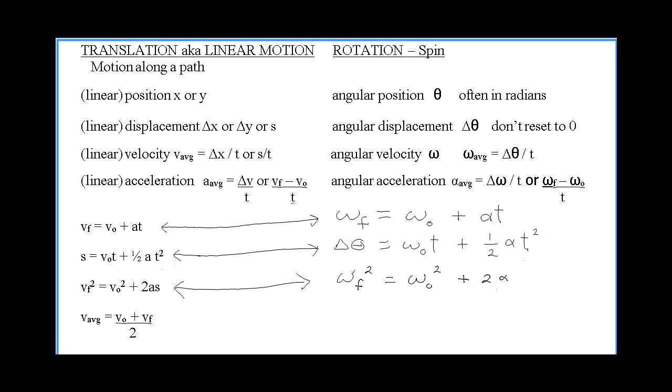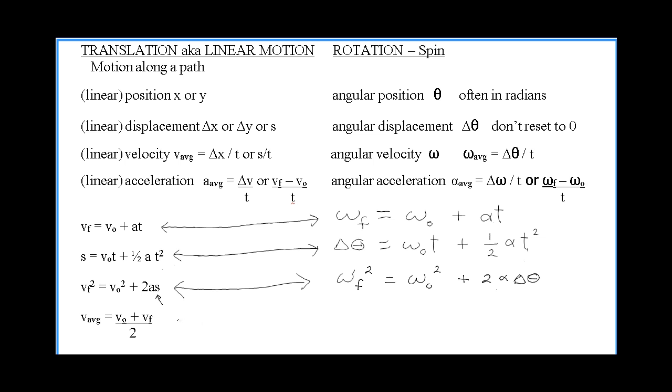So for the third equation, instead of linear final velocity squared, we're going to have angular final velocity squared. Next, the equal sign. Then, replacing linear original velocity squared, we have omega 0 squared for the original angular velocity squared. Next, 2 times acceleration, so that's 2 times alpha, and then instead of the S for linear displacement, we need angular displacement, which is delta theta. So that's how the third equation should work out.